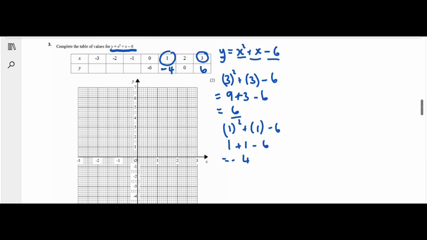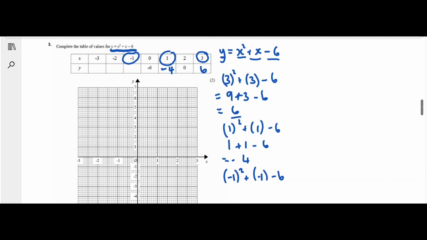Then I'm going to do negative 1. Now this is where people often make mistakes with the negatives, especially if you don't use the brackets and especially if you don't use your calculator. And you don't want to lose early marks on a higher paper at this stage. So negative 1 squared add negative 1 take 6.